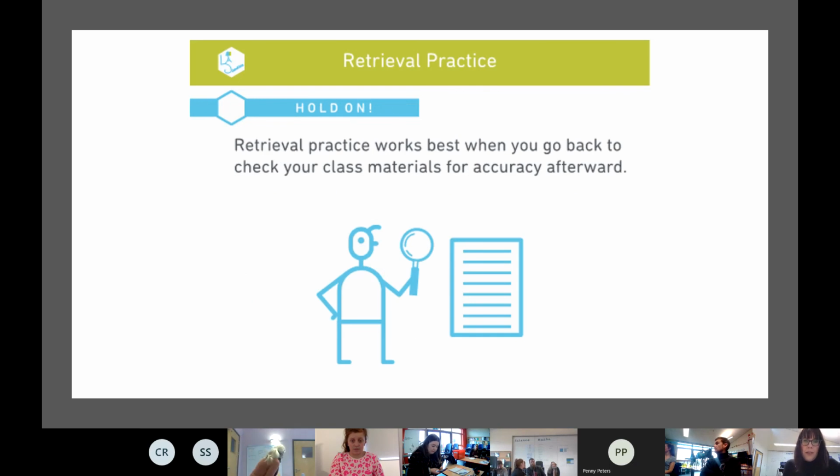So retrieval practice works best when you go back to check your class materials for accuracy afterwards. So it's really great. A great peer feedback activity is for them to flick back through, have a look through, trace through their graphic organisers, and then actually take the time to go back through their books and discuss their learning together.